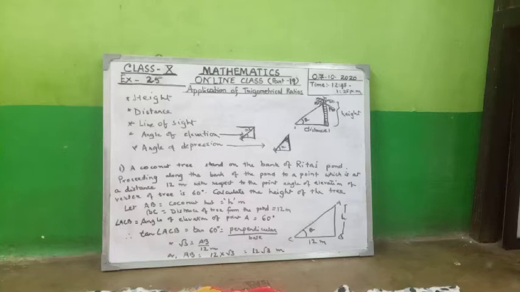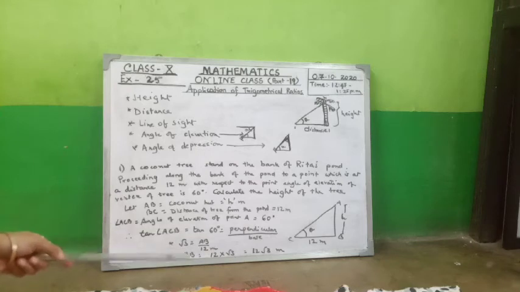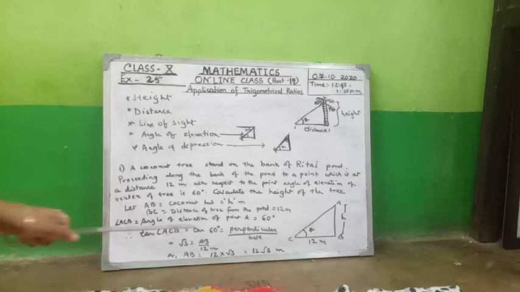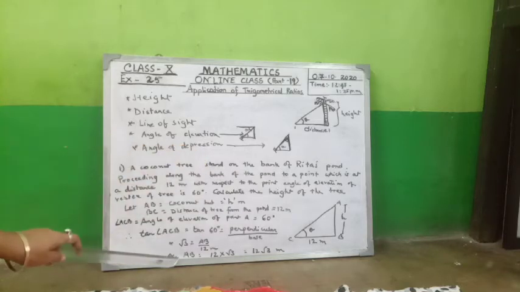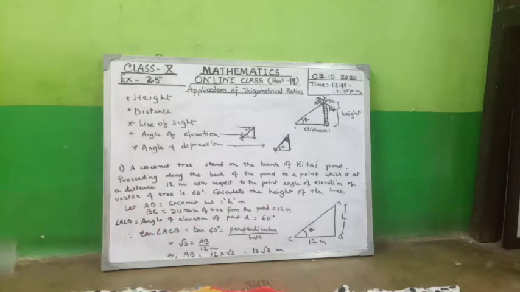So, what is tan 60 degree? You know the values of the thetas. Tan 60 degree is root 3. So instead of tan 60, we are putting root 3. That is equal to AB by 12 meter. Perpendicular AB means h, so you can also write h by 12 meters. AB means the height of the tree. Just cross multiply, 12 into root 3. That is 12 root 3 meter. So easily we can find out the height of the coconut tree.